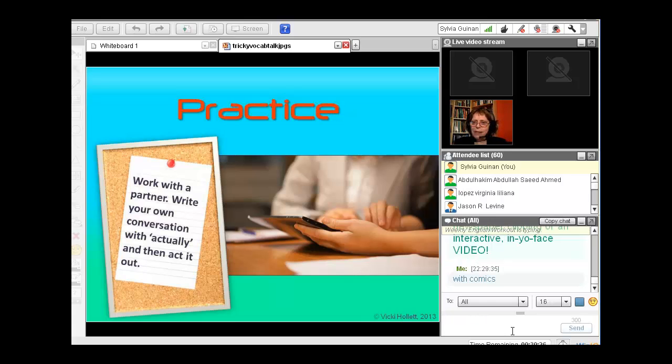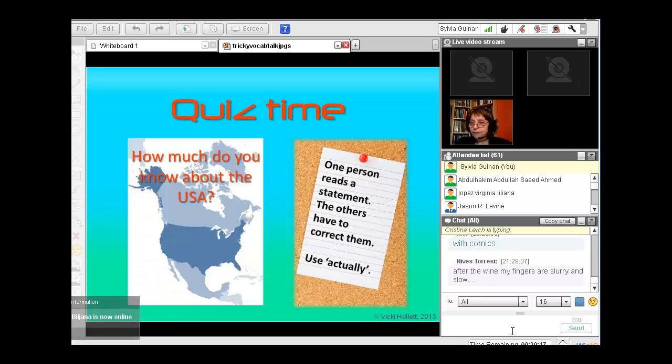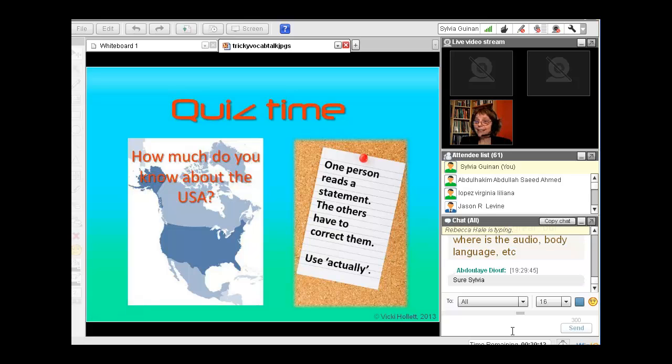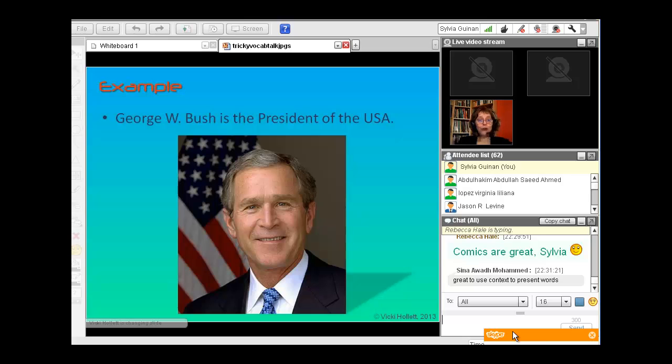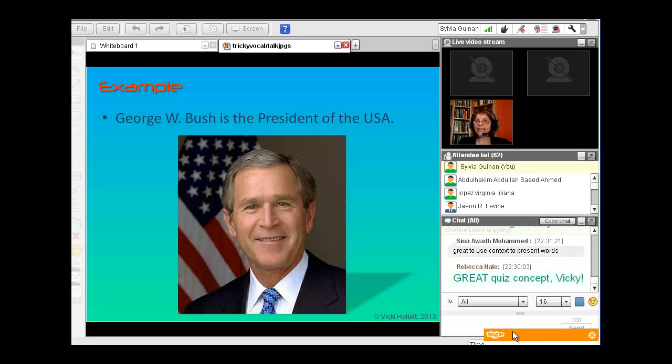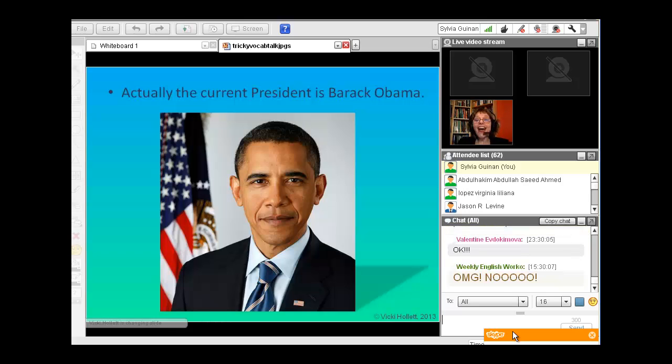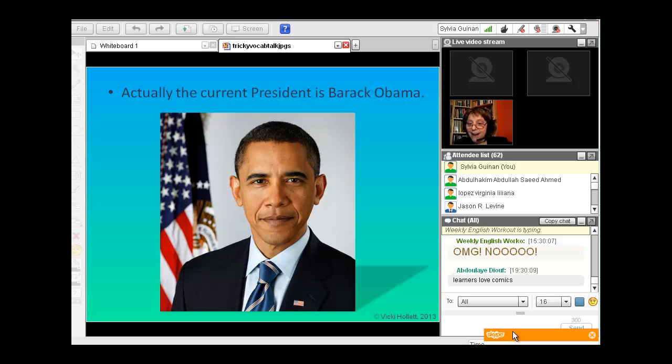In this one, you could make a little quiz. I use a little quiz with my students, and I ask them, how much do they know about the United States of America? And I get them reading out statements about the United States, and all the statements are wrong, and they have to correct them. So, for example, George W. Bush is the President of the United States, and they have to come in and say, oh no, actually the President is Barack Obama. And students love quizzes like this.